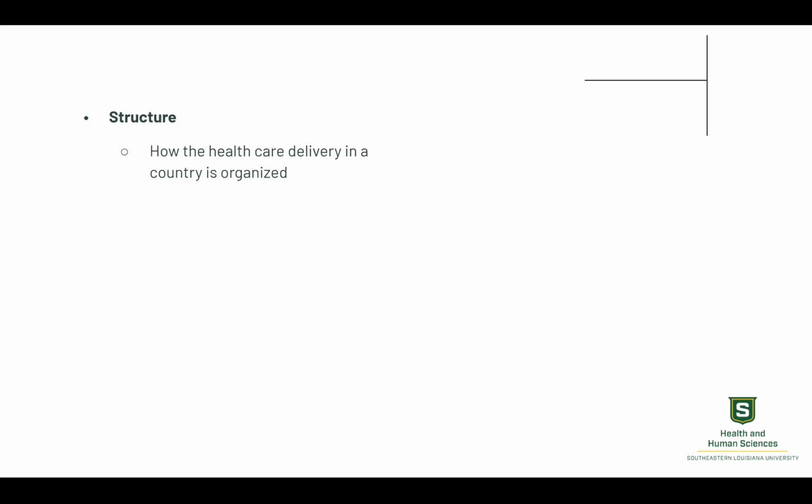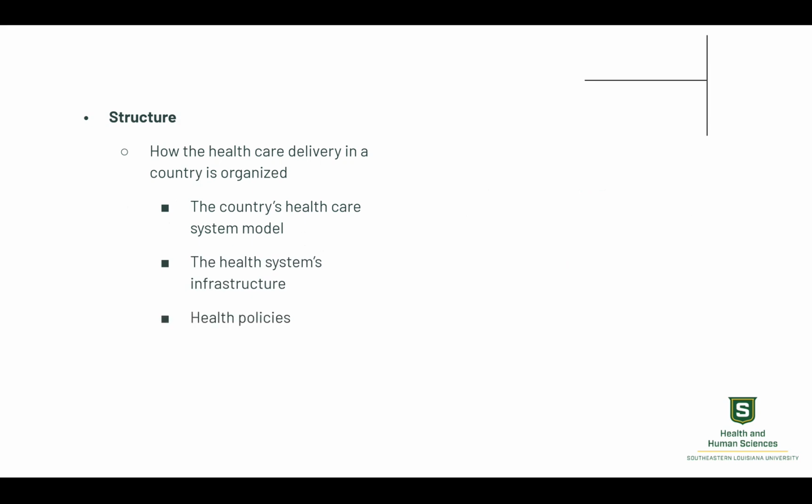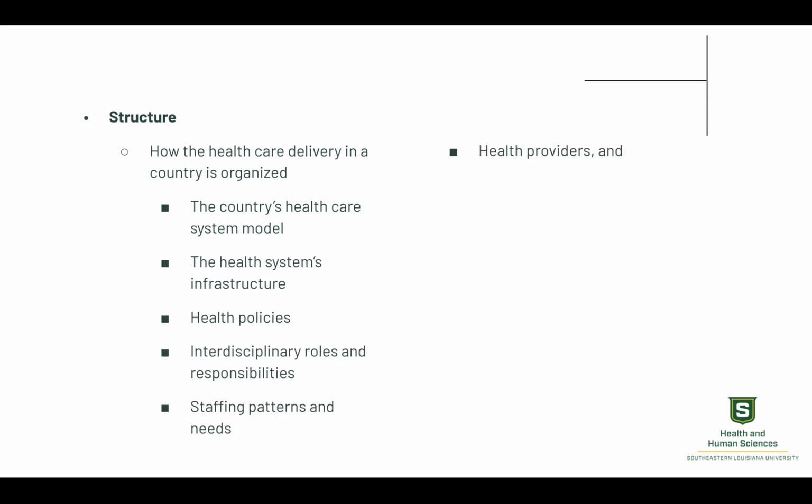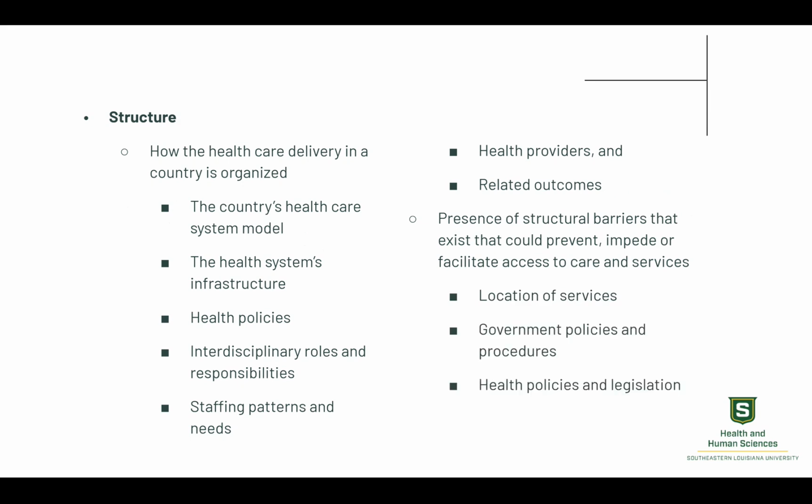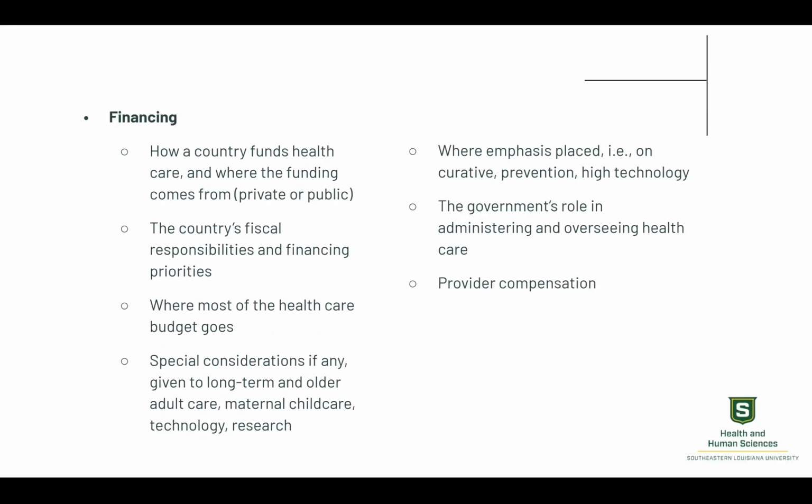And then we have structure: how healthcare delivery in the country is organized, looking at the healthcare system, health policies, interdisciplinary roles and responsibilities, staffing patterns and needs, and related outcomes. What structural barriers exist that may prevent or impede access, such as the location of services, the government policies and procedures, and what the health policies and legislations are like.